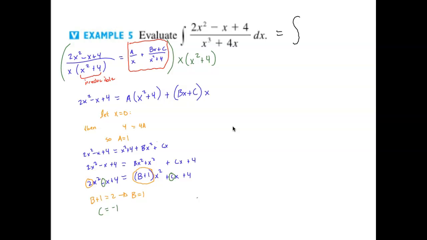Now we're going to plug in values for a, b, and c. So we get the integral of a was 1, so I have 1 over x. Okay, then b is 1, so plus x. C is -1, minus 1 over x squared plus 4 dx.